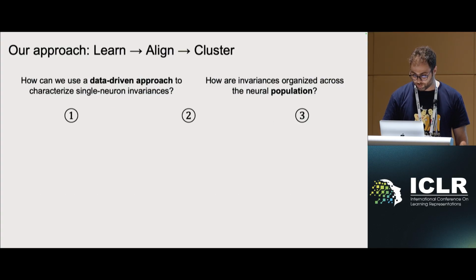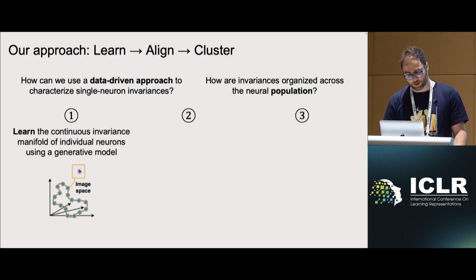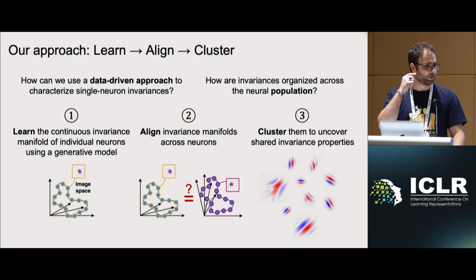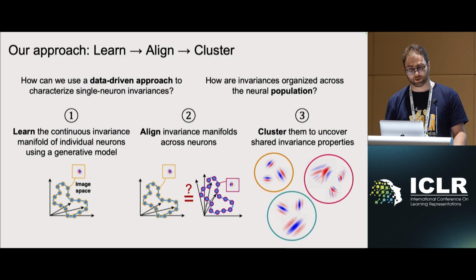Now, our approach addresses these questions and challenges in 3 steps. In the first step, we learn the continuous invariance manifold of individual neurons using a generative model. And then once we have these single neuron invariances, we can compare 2 neurons by spatially aligning their invariances and see to what extent they activate each other. And then finally, we apply this on the whole population of neurons to see if we can cluster them based on shared invariance properties.